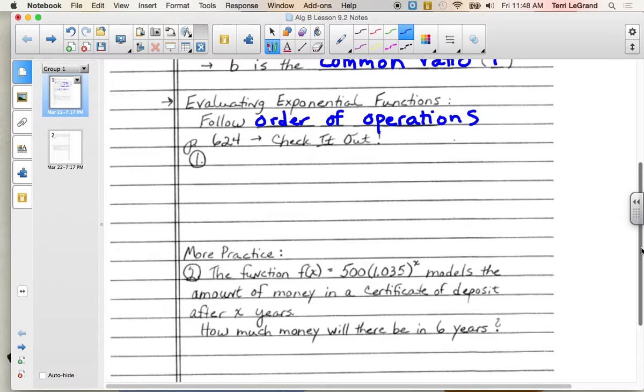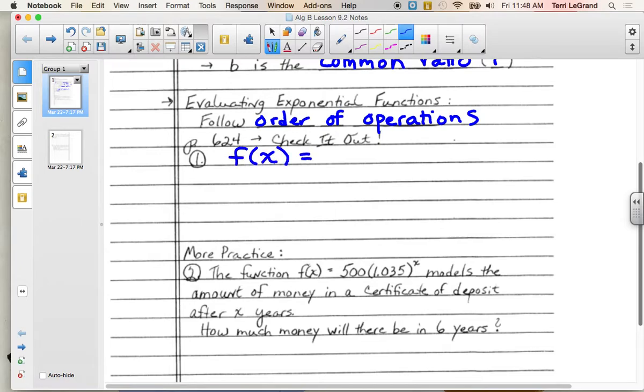Number 1. The function f of x equals 8 times 75/100ths to the x power, models the width of a photograph in inches after it has been reduced by 25% x number of times. What is the width of the photograph after it has been reduced 3 times? So x was 3. So let's first of all write down that function they gave us, f of x equals.